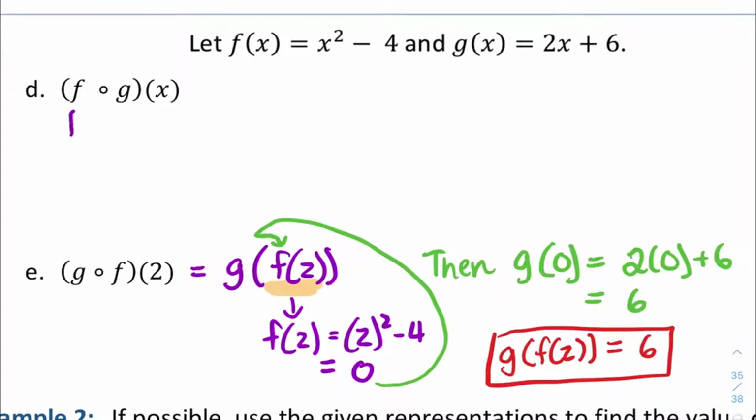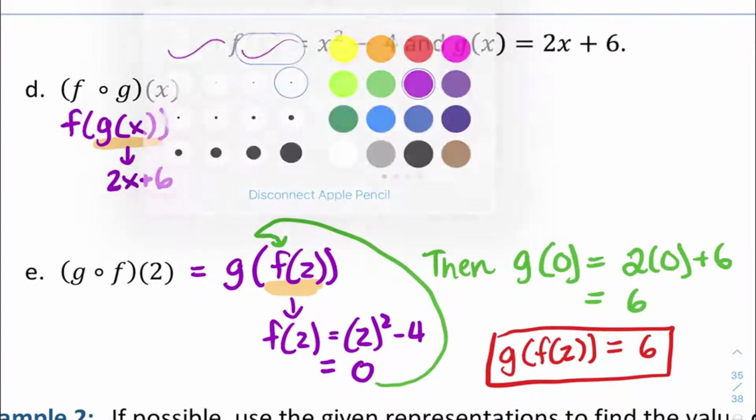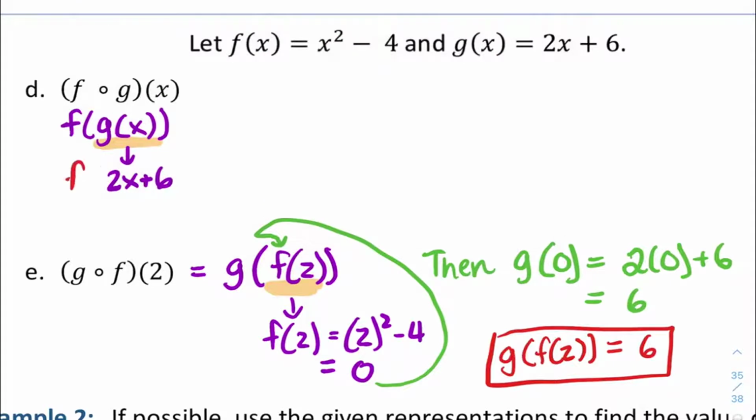Let's do one where you don't have a value to plug in for your variable. I'm still going to rewrite it. So this is f of g of x. Order is important, so make sure your inner function is your second one. Well, g of x is just 2x plus 6, with x as itself, not replaced with any number. So I'm going to take that whole 2x plus 6 group and plug it into f of x.